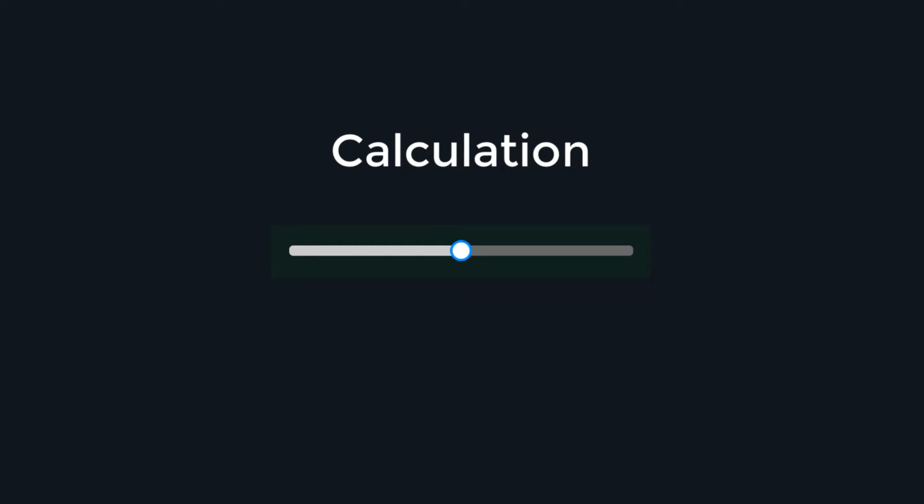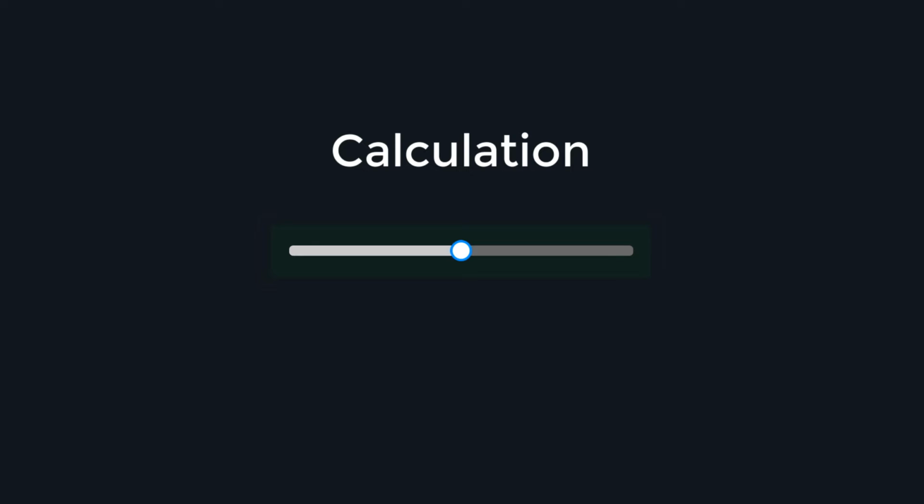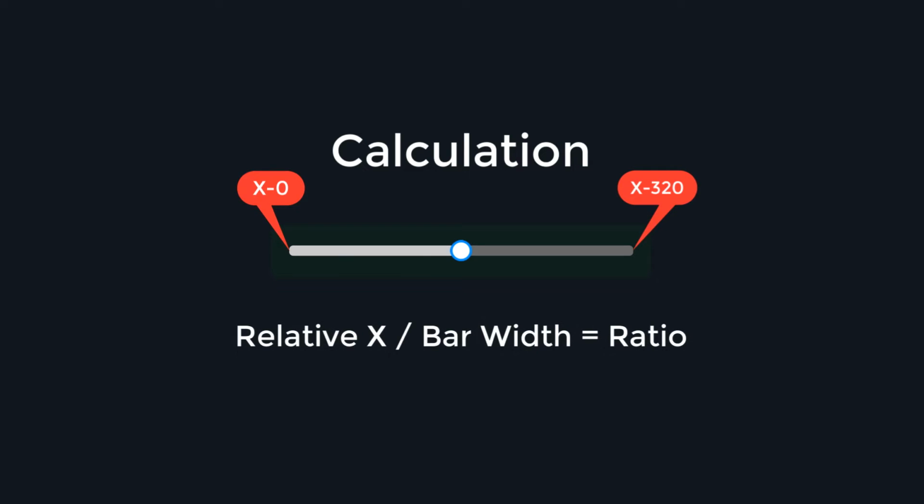Now the interesting part: how we will actually calculate our current value, on which all the previous stuff relies. Let me explain. First, we will listen to mouse down and mouse up events on our interactable outer container to determine if we are dragging or clicking. And if this happens, we will calculate the mouse's X position relative to the bar, which will give us a value between 0 and the bar's width. Then we can take that value and divide it by the bar's width, which will give us that ratio value that we can then use for further calculations.